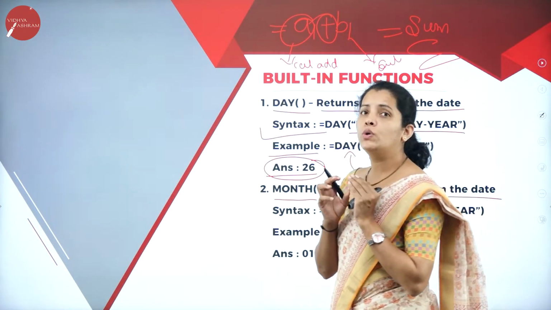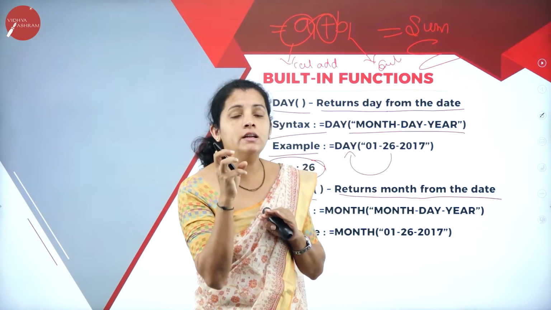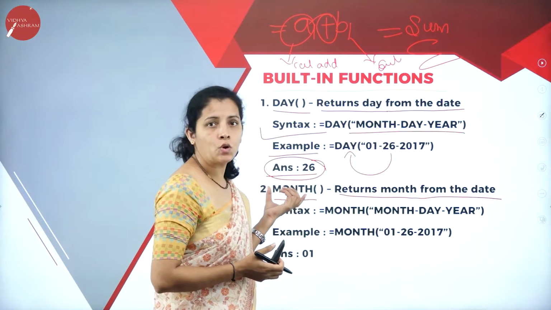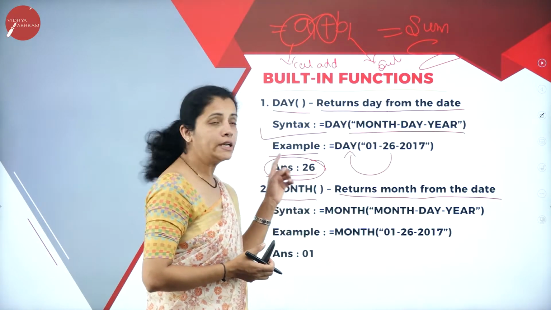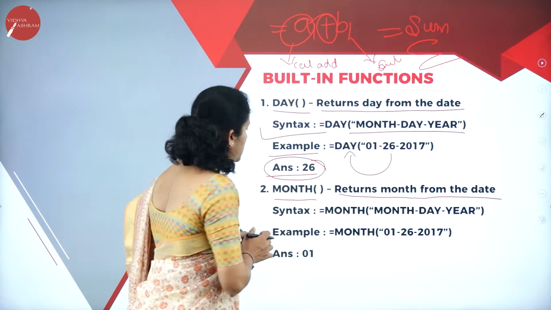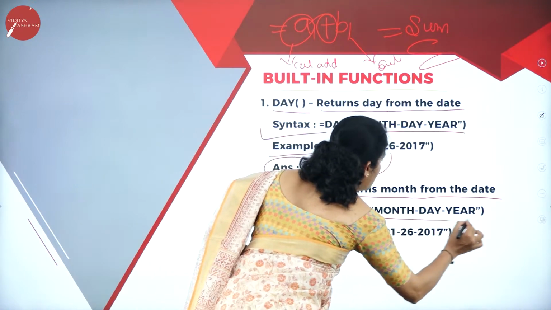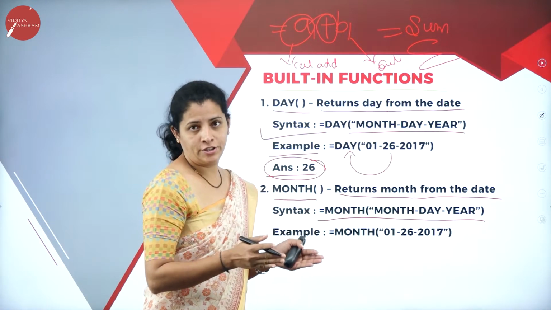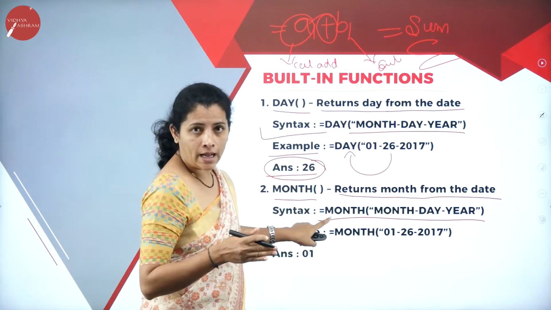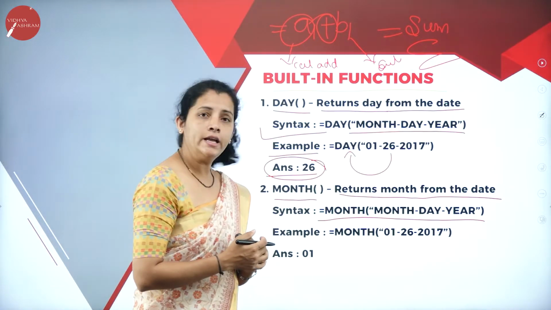Suppose I want to extract only the month from the given date, then I can use the function called month. So it returns the month from the date. Then what's the syntax I'm going to have? Once again, I'm going to have the month function. So what is my function name? That is nothing but the month. And what is the argument I'm going to provide? That is nothing but the date.